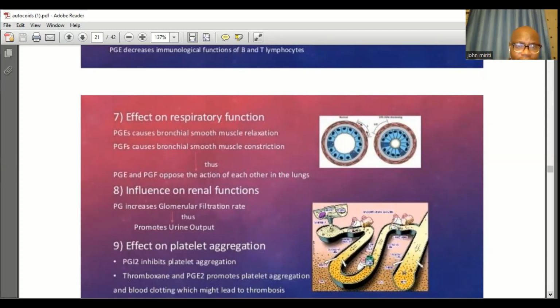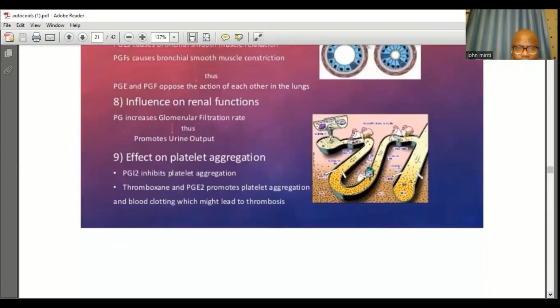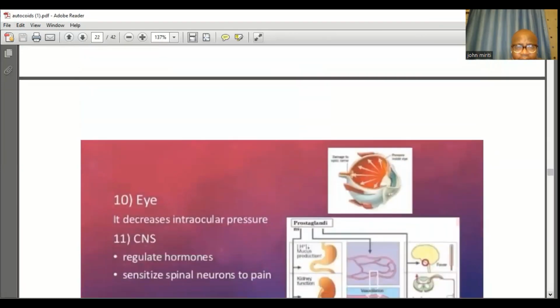Number 8, influence on renal functions. Prostaglandins increase glomerular filtration rate, which promotes urine output. So it works more like a diuretic, promoting diuresis. Then the effect on platelets, aggregation: prostaglandin I2 inhibits platelet aggregation, while thromboxane and prostaglandin E2 promote platelet aggregation and blood clotting, which might lead to thrombosis.